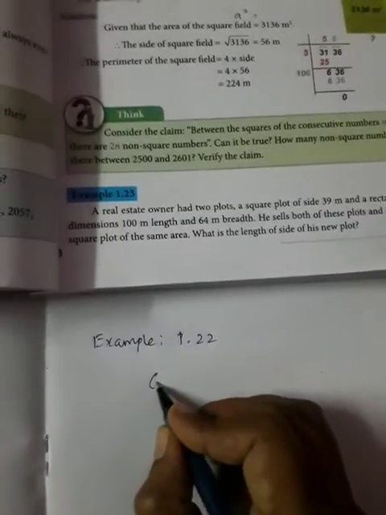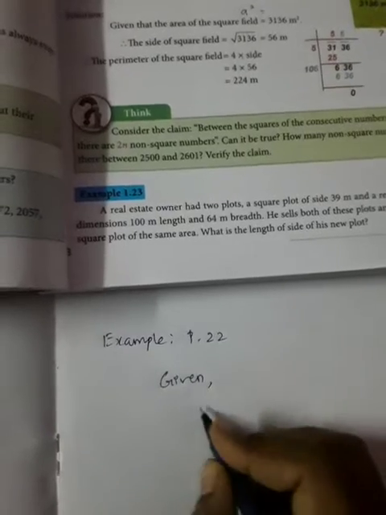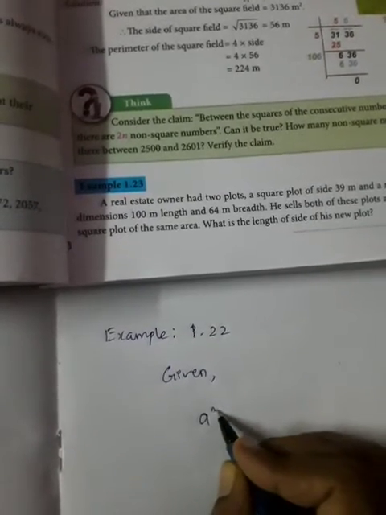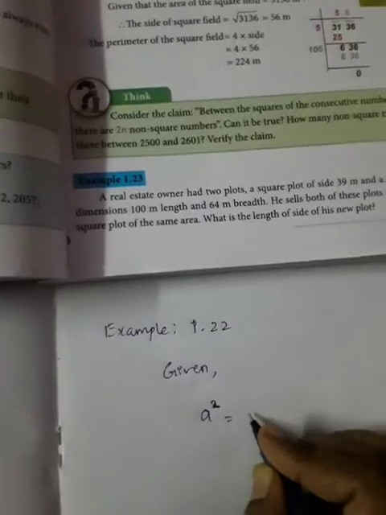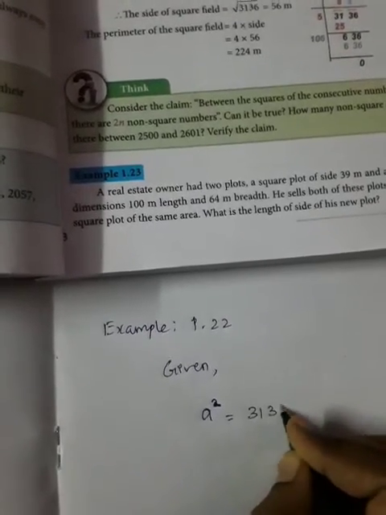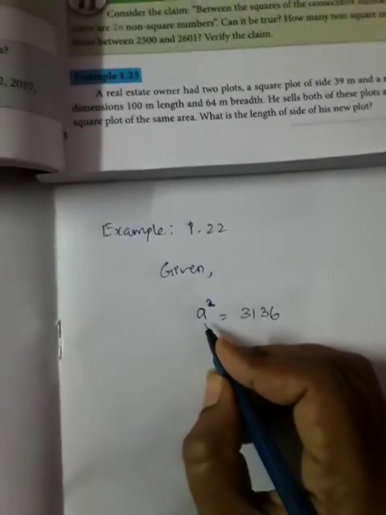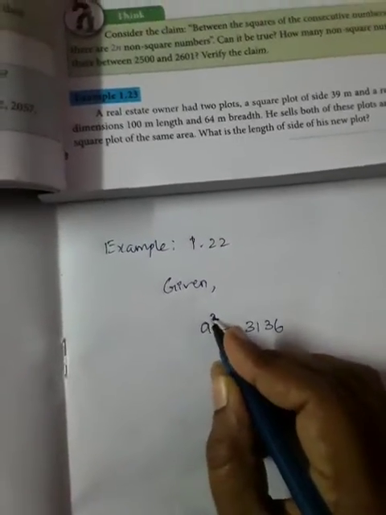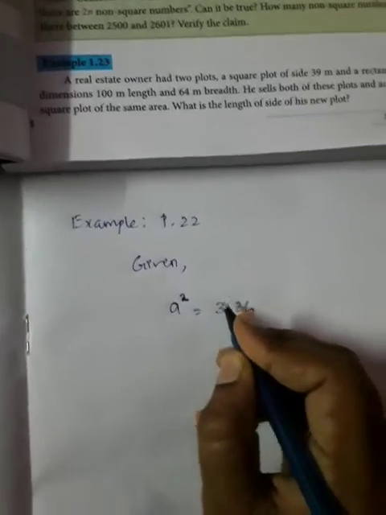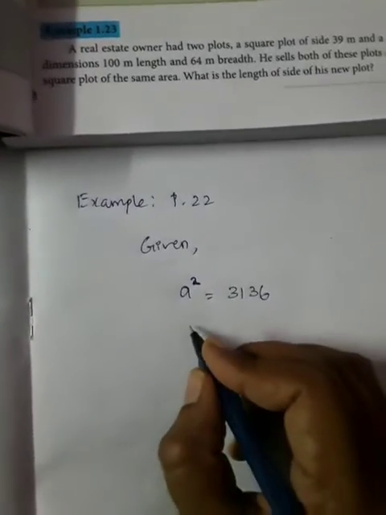I will write and explain to you. Example 1.22. What is given? A square, that is the area. The area of a square, a square, is equal to 3136. A represents the side. So if you want to find the side alone, this square we should transpose to the opposite side.